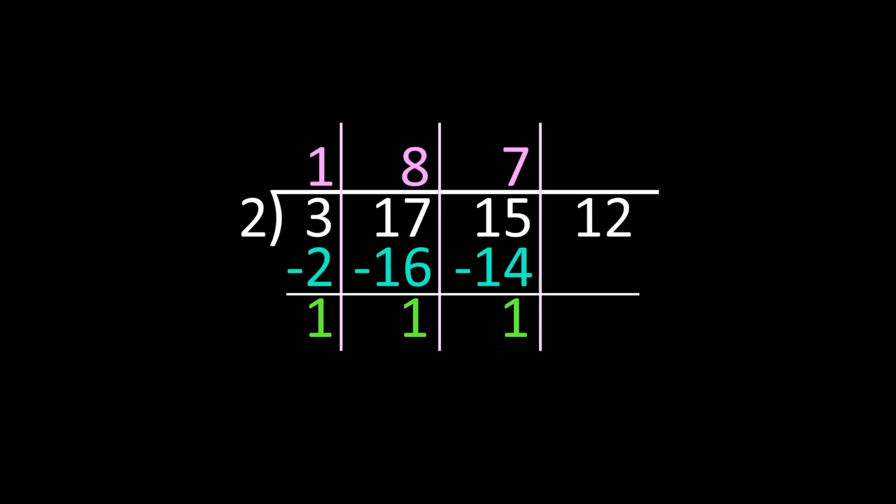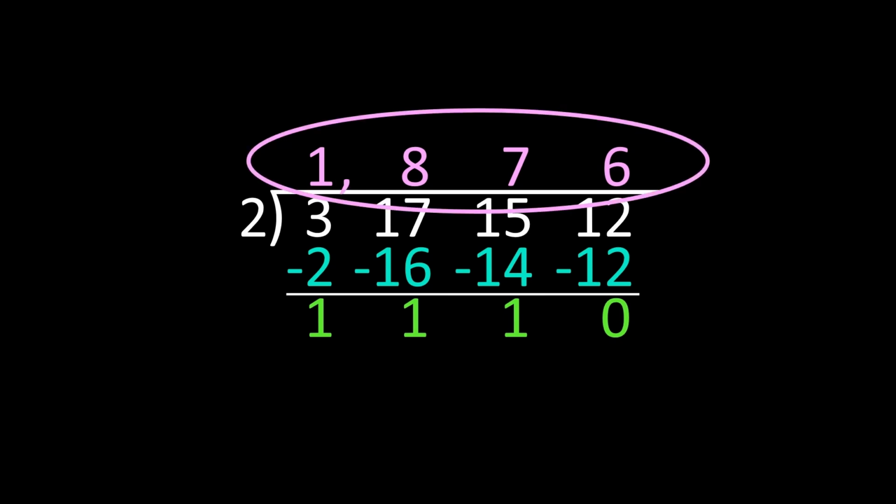Now that I'm in this next section with the 12, I start with dividing. 12 divided by 2 is 6. So I've divided, now I multiply. 6 times 2 is 12. After multiplication is subtraction. 12 minus 12 is 0. So my quotient, or my answer to this division problem, is 1,876.